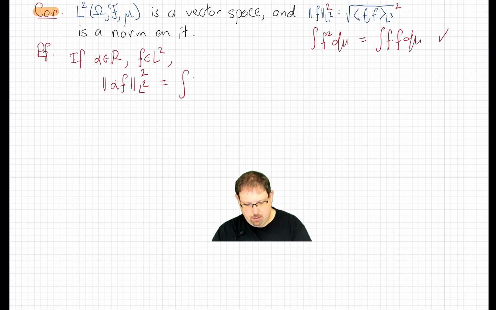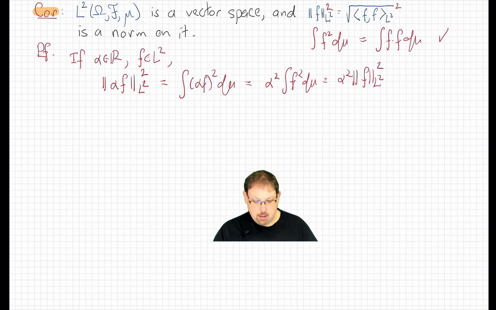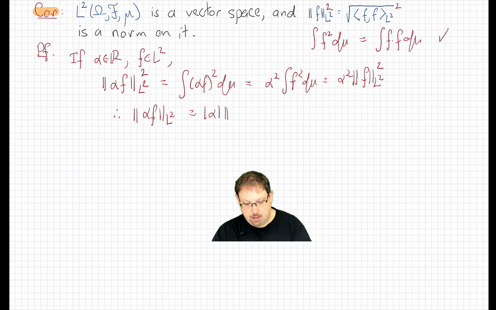That's equal to the integral of alpha f squared d mu. And of course, we know we can pull out that constant. That's alpha squared times the integral of f squared d mu, which is alpha squared times the L2 norm of f squared. And taking square roots, we see that the L2 norm of alpha f is the absolute value of alpha times the L2 norm of f. That's one of the prerequisites for being a norm, verified right there.